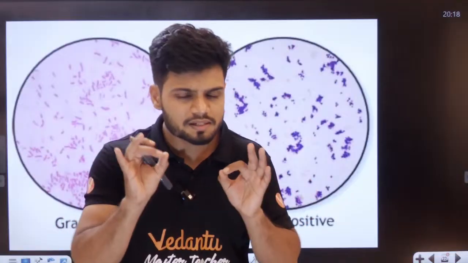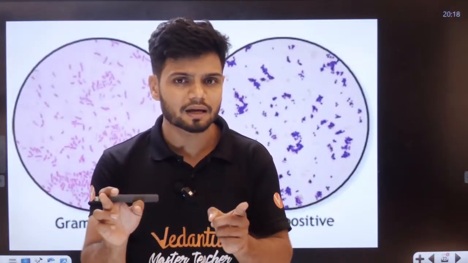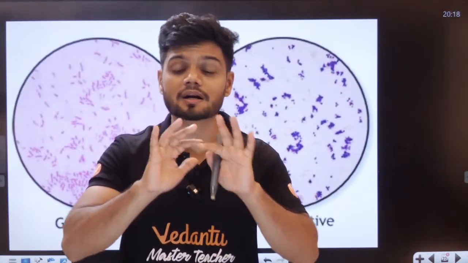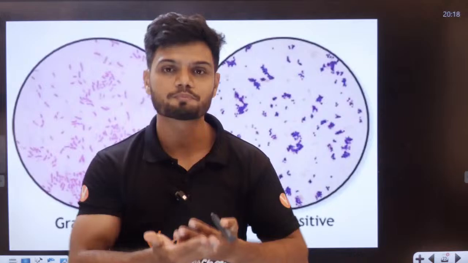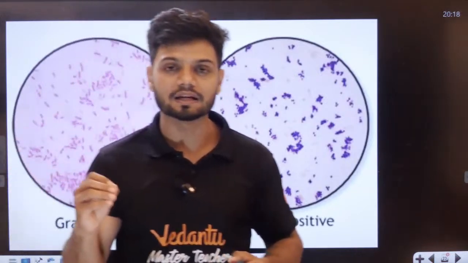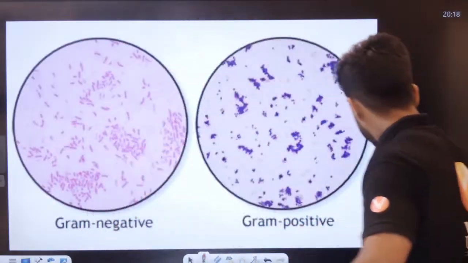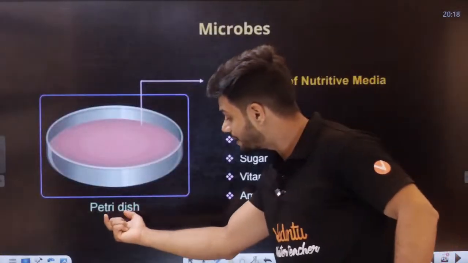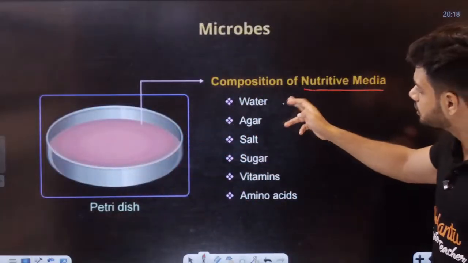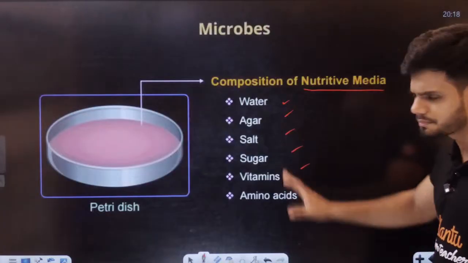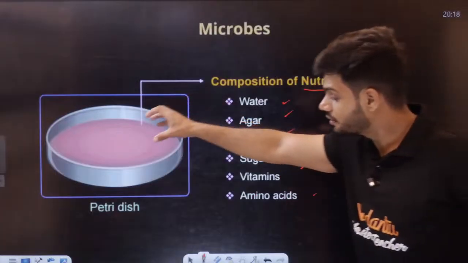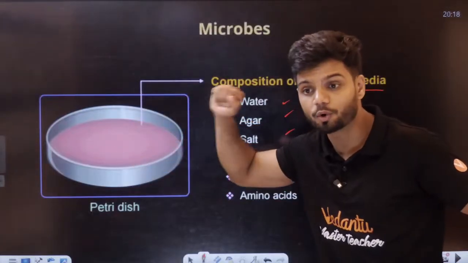But is it possible to grow bacteria in a lab, students? Do you think we can grow bacteria in a lab in a controlled environment? Yes, it is possible, students. We can grow bacteria on a medium. So we can grow this bacteria in a petri dish in a medium called nutritive media. We add water, agar, salt, sugar, vitamins, amino acids. When we add all of these different components, we can grow it in a media right now, students.